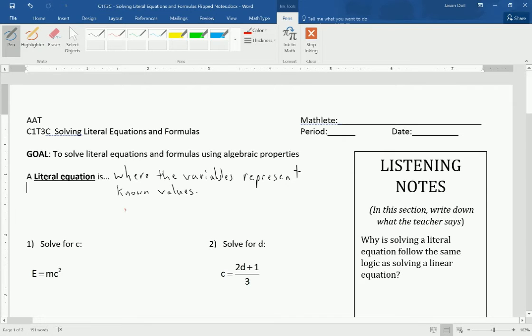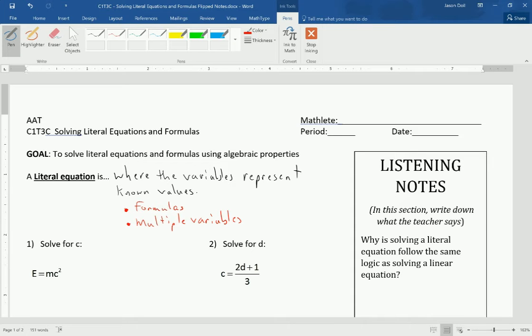Another word, a lot of times, you'll hear literal equations referred to as formulas. Formulas like back in geometry when you had formulas to find the area, surface area, the volume, all that good stuff. And you can almost always guarantee that we will have multiple variables in the literal equations. I don't know of a literal equation that only has one variable. I'm not 100% sure, but I don't think it's even possible to have just one single variable. So it'll be multiple variables, two or more variables here.